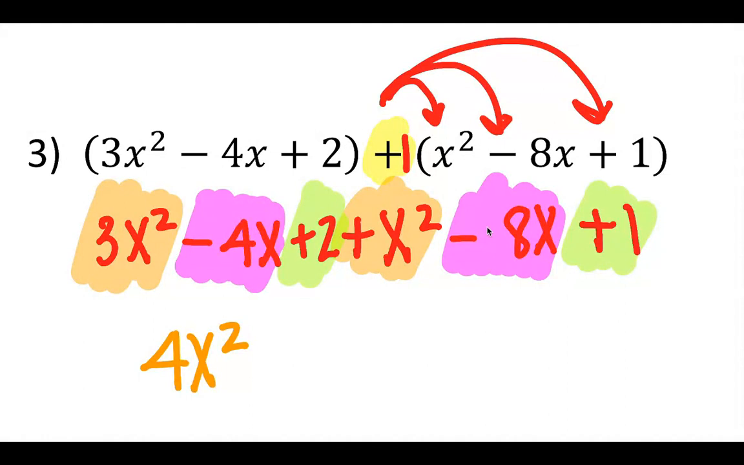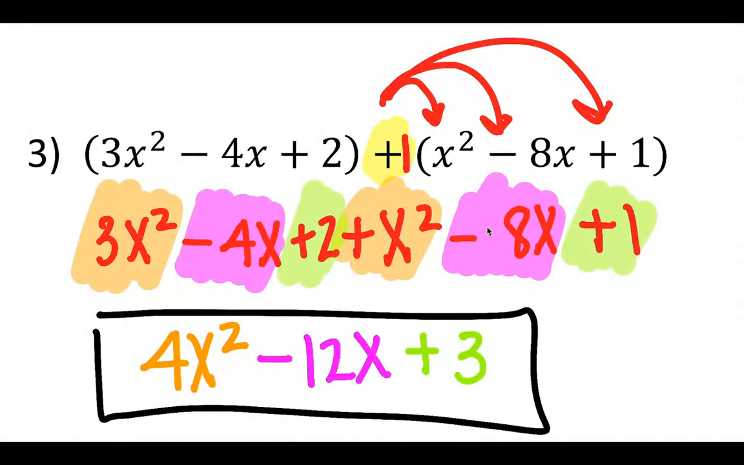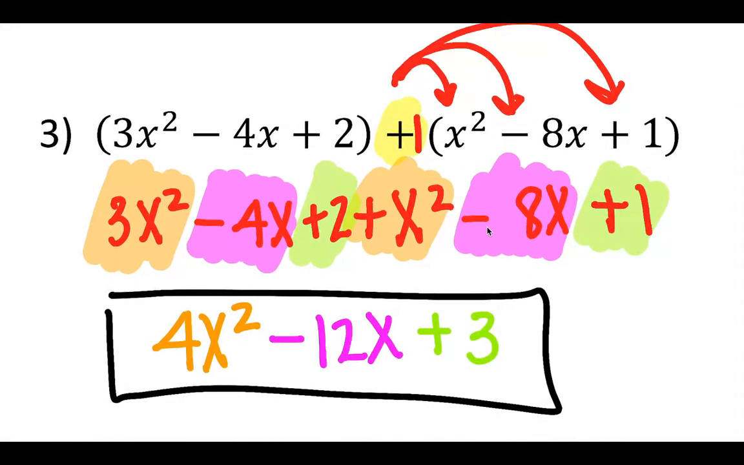Then I've got negative 4x minus 8x is going to be negative 12. His last name's x. Then lastly, 2 plus 1 is 3. So this would be our final answer. I cannot combine any of this because they don't have the same last name. I've got a last name of an x squared, an x, and just a constant with no last name. So same process even when you get a few more terms in there.